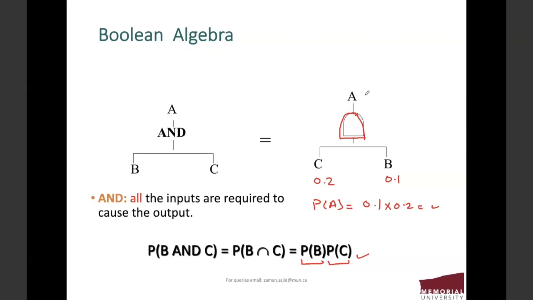It could be a top event or it could be an intermediate event, depending upon the problem. So the important message from this slide is, when you have the AND gate, you need to multiply the probabilities of your basic events in order to find the probability of your either top event or an intermediate event.